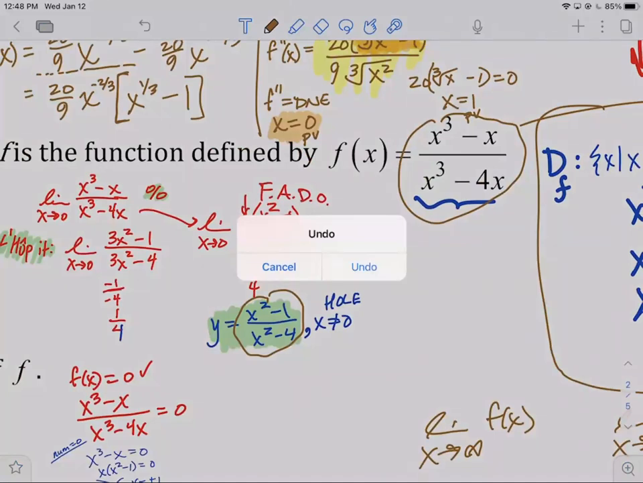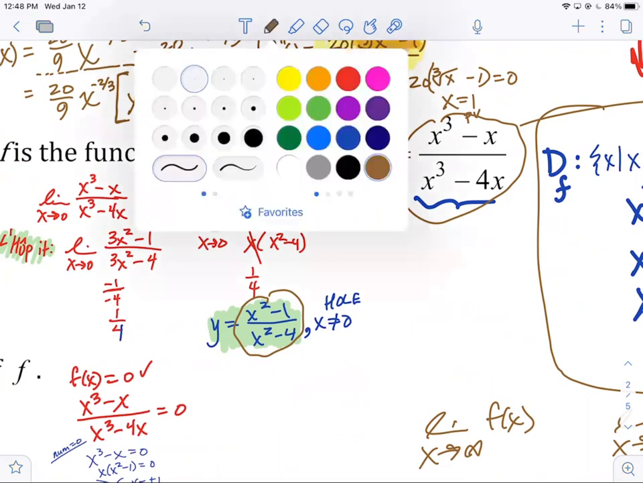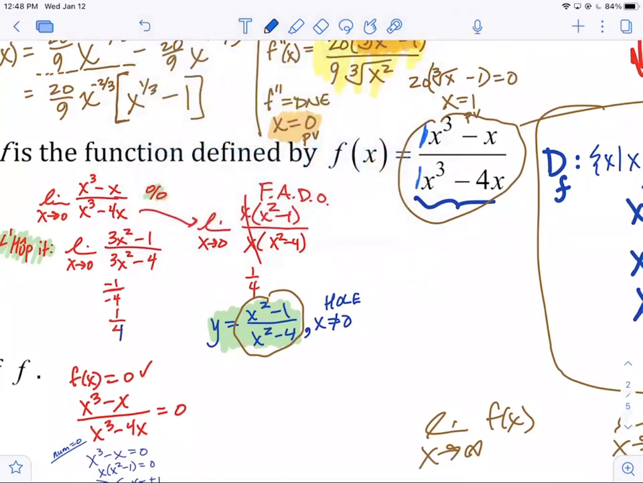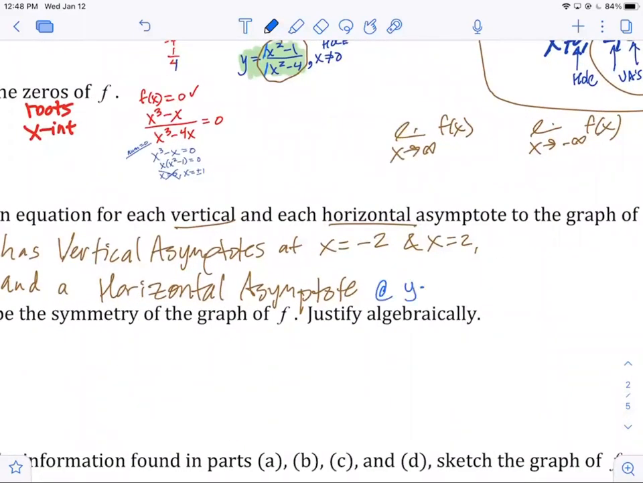And there are three cases. Either the top grows faster because it has a larger degree and there's no horizontal asymptote. The bottom grows faster because it has a larger degree and it goes to 0, or they have the same degree and they grow effectively at the same rate, in which case it goes to what? Leading coefficient over leading coefficient. And it doesn't matter which expanded version you use. In either case, you get 1, right? And a horizontal asymptote at y equals 1.